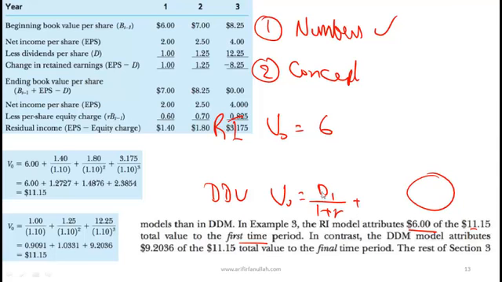For V naught, you have D1 over 1 plus R plus D2 over 1 plus R squared. Which numbers in your forecast are you most sure about? The numbers that are near or the numbers that are far away in time? Near. So the problem with the dividend discount model is that most of your value is coming from numbers that are far away, which are very sensitive to your assumptions.